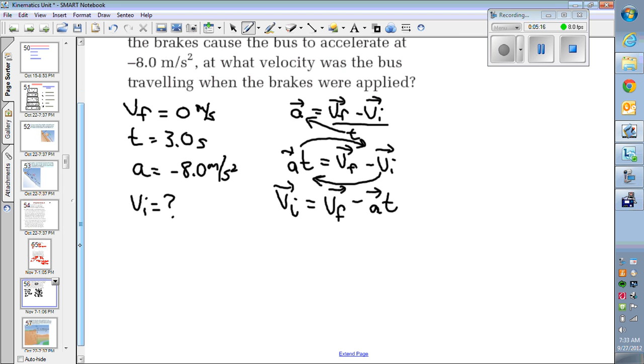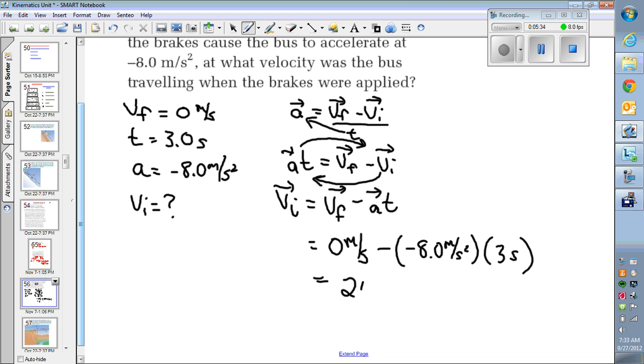Alrighty, so VI, we don't know. VF is 0 meters per second minus your acceleration of -8 meters per second squared for a time of 3 seconds. 8 threes is 24 meters per second is your speed that they were going at the beginning. A positive 24 meters per second.